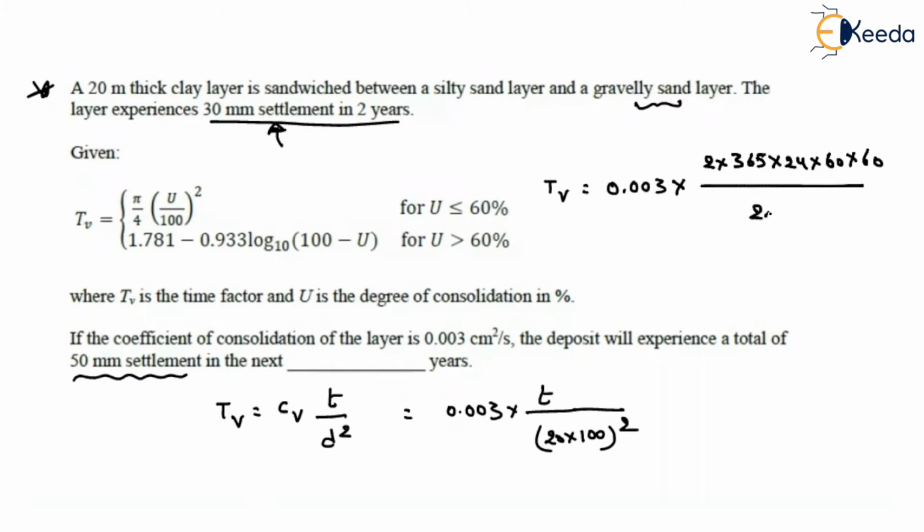So how much will it be? 20 into 100, that means 2000 whole square. Right? So if you solve this, how much will you get? Hold on a second, let me do this. 2 into 365 into 24 into 60 into 60 into 0.003 divided by 2000 square. If you solve this, you get around 0.473. Now, corresponding to this time factor, you have to find out the degree of consolidation U.